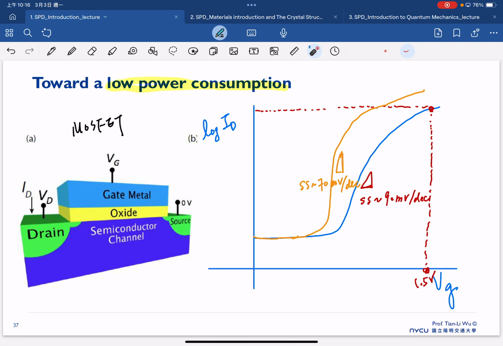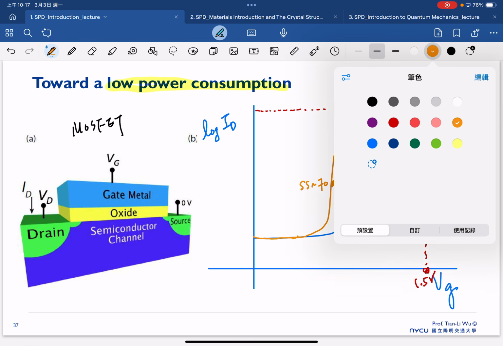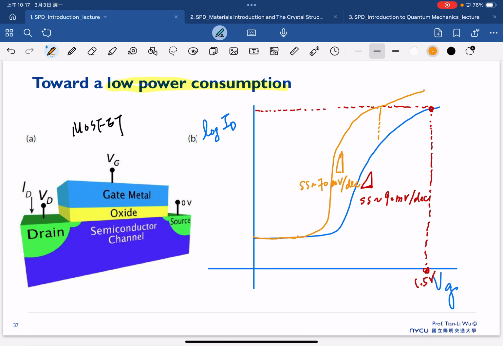In this case, we actually no longer need to operate at 1.5 volt to deliver such current. Based on this curve, we can expect we only need to operate at 1 volt, but we can have the same output current. So that actually gives us a way toward lower power consumption, because now we reduce our operating voltage from 1.5 volt to 1 volt.